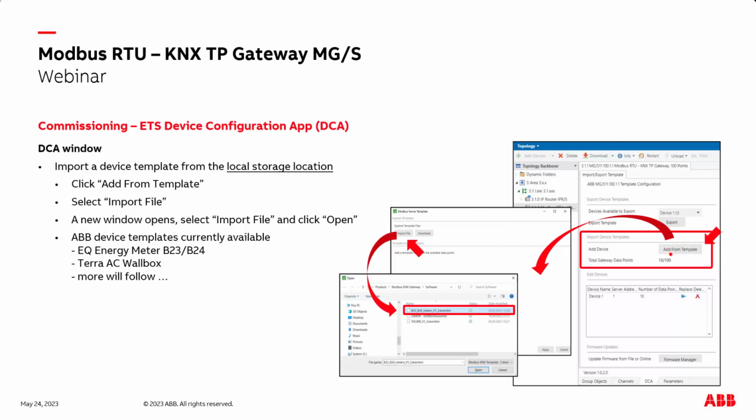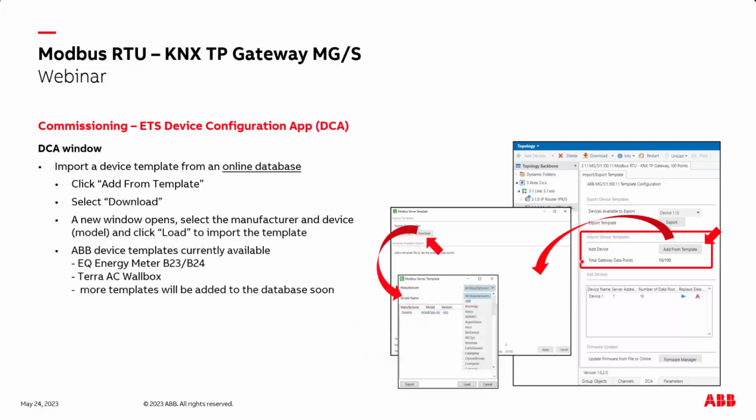You click on the button to add a device, then a new window pops up where you can select whether you would like to import a file from the hard disk. You can also download these files from our website and have them on your hard disk. This is one possibility. Then you select your meter, B23, or for example your Daikin, or the Terra AC Wallbox. You select it and then click on the button import.